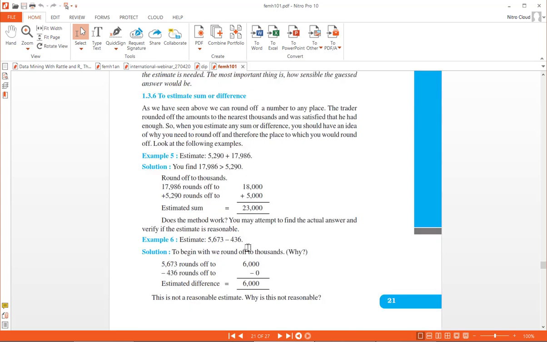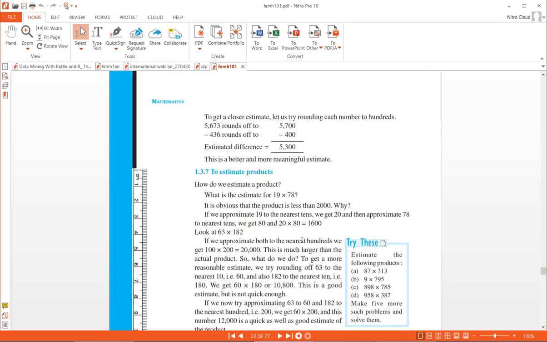Now let's do this. Here, 5673 minus 436. If I approximate it to 1000, then this will become 6000 and this will become 0. So it loses its value completely. That's not a good way of estimation because this number is completely nullified. So what will I do? I will approximate it to hundreds, and this will become 5700 and this will become 400. Then my calculation is also easy and the value that I get is closer to the actual value.